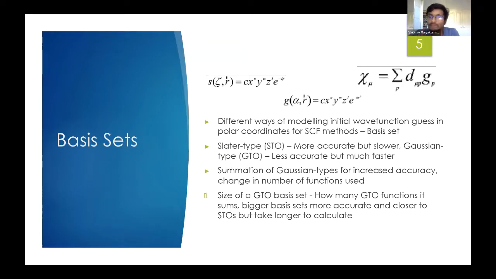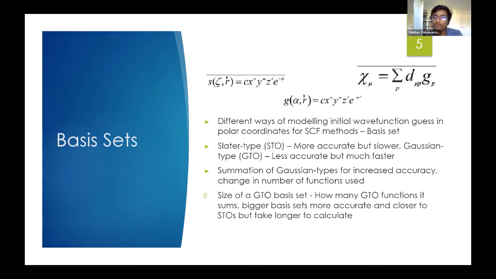And so there are multiple mathematical ways of doing that. So instead of using Cartesian coordinates for electron density, we tend to use polar coordinates. And towards the left, the top left image, that's what we call a Slater-type orbital. So that's a very accurate way of approximating the wave function, but it's much slower and it takes much more time to run as a program to calculate. The one in the middle down, that's what we call a Gaussian-type orbital, or sometimes a Gaussian-type primitive. Those are much less accurate, but much faster when we run them.